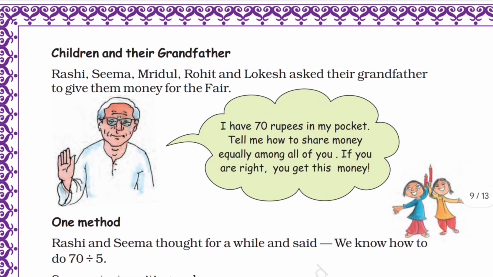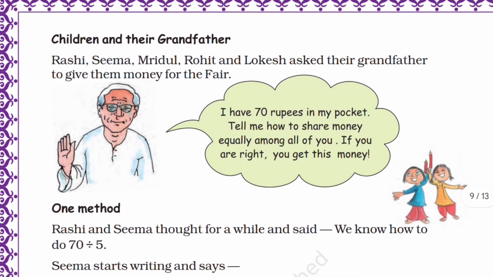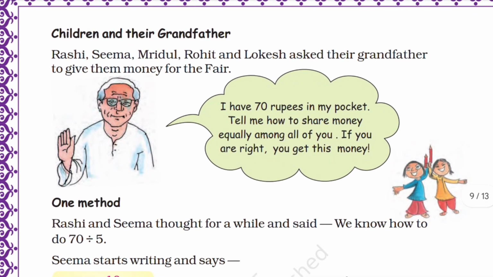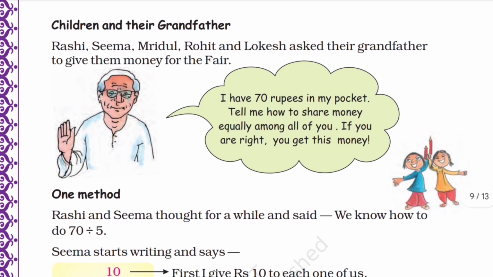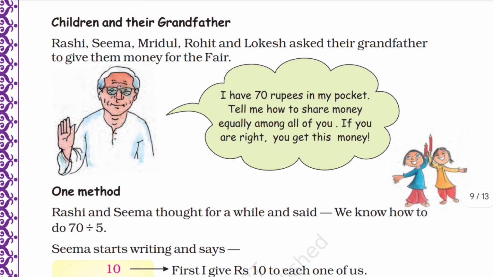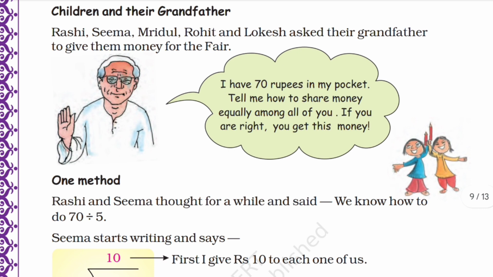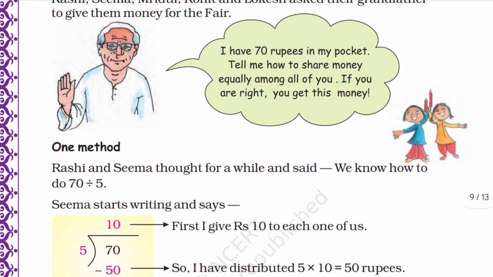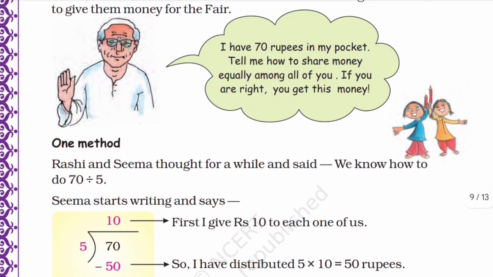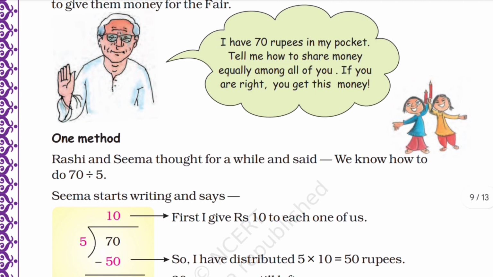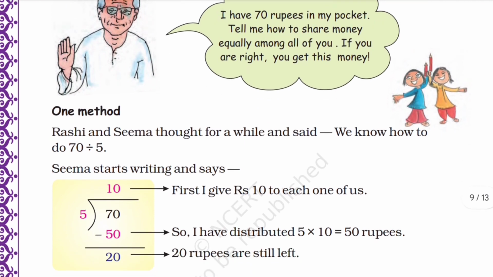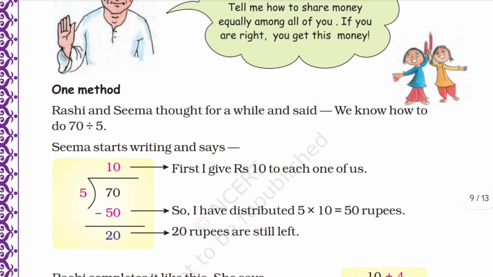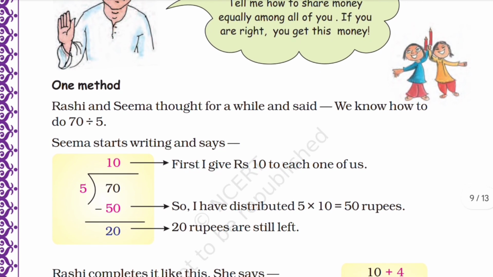Children and their grandfather. Rashi, Seema, Mridul, Rohit, and Lokesh asked their grandfather to give them money for the fair. I have 70 rupees in my pocket. Tell me how to share money equally among all of you. If you are right, you get this money. One method. Rashi and Seema thought for a while and said, we know how to do 70 divided by 5.